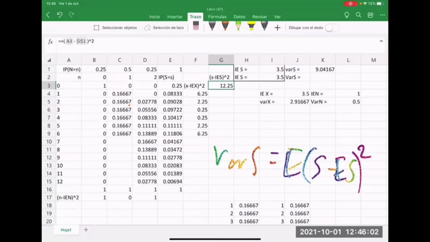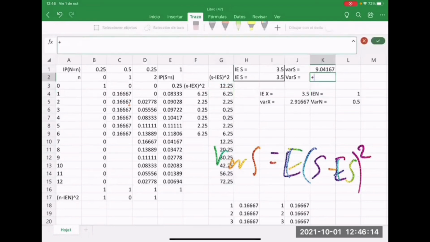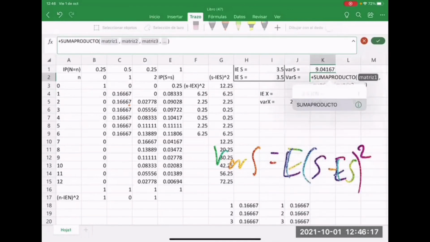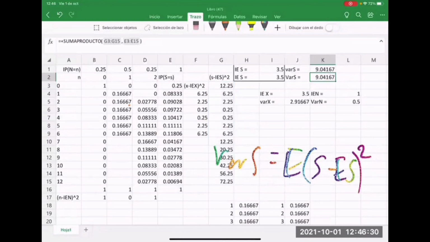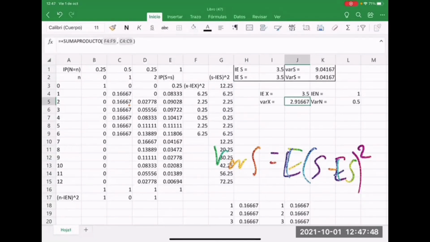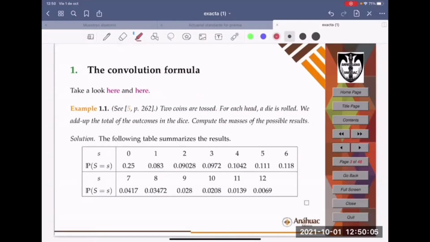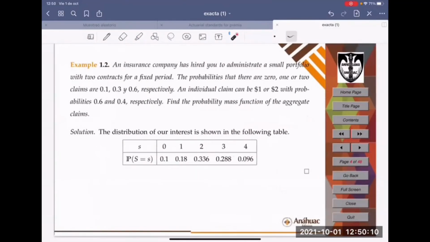And this one starts at 0. Why? Because the support of the random variable s starts at 0. And now we just take the sum product of these numbers here with these other numbers here. Oh, that's a miracle. We got the same number. We just got that the formulas that we learned in the previous chapter are actually correct. Now you're eager to test your new skills in some other example.